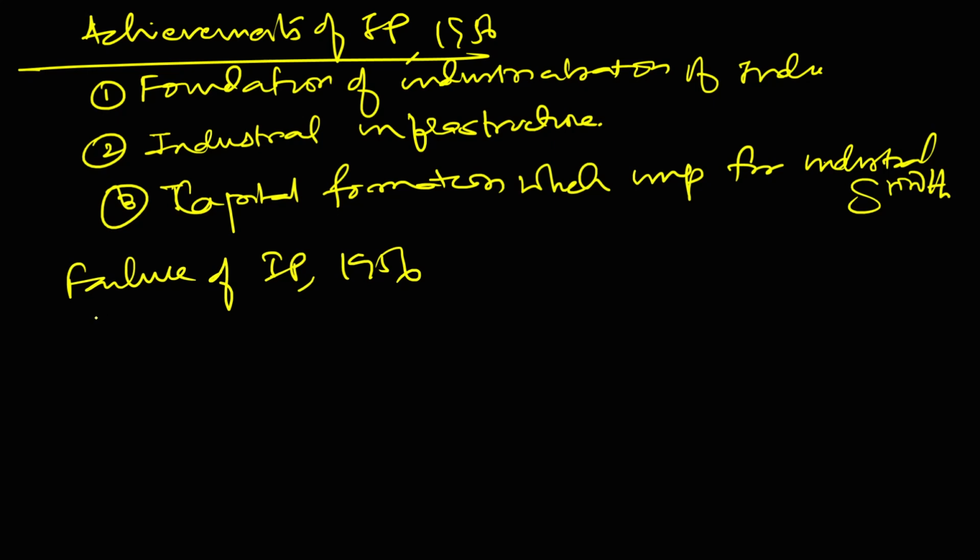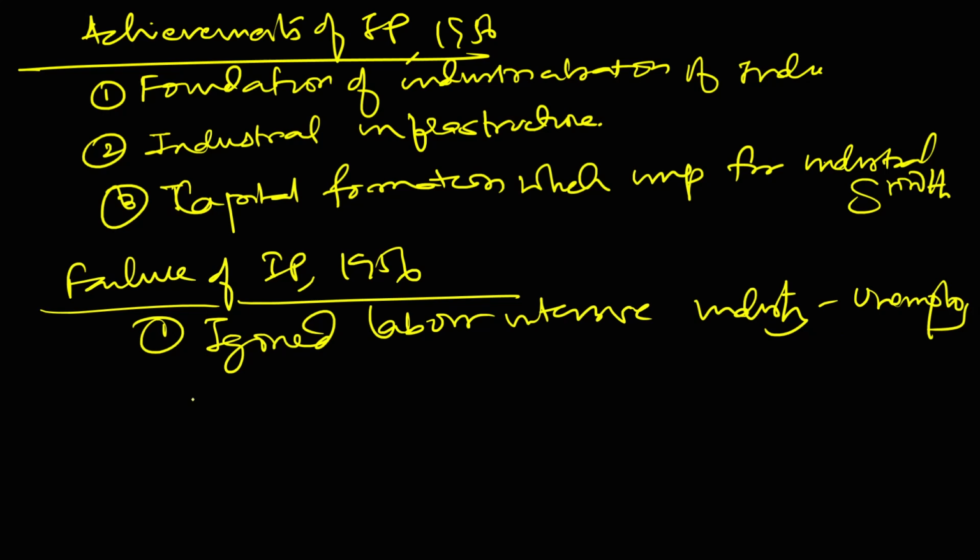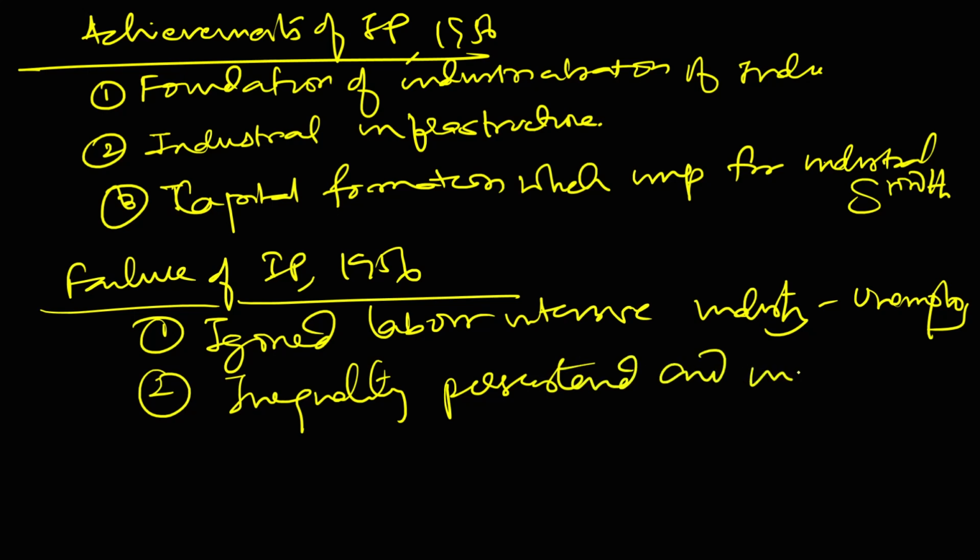Next, the failures. What are the failures? The first failure was that it ignored labor intensive industry, thus the problem of unemployment persisted. Second, because of the first problem, inequality persisted, and some say that inequality increased because of the industrial policy, because of the neglect of industrial development in the labor intensive sector.